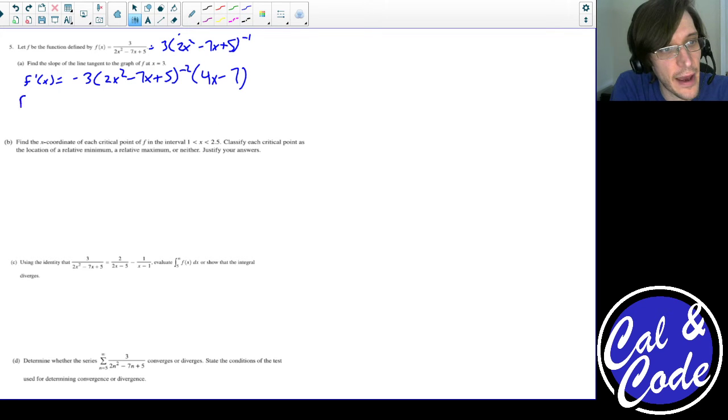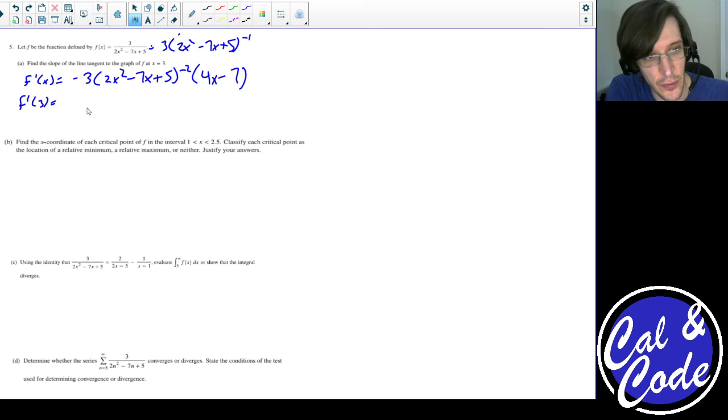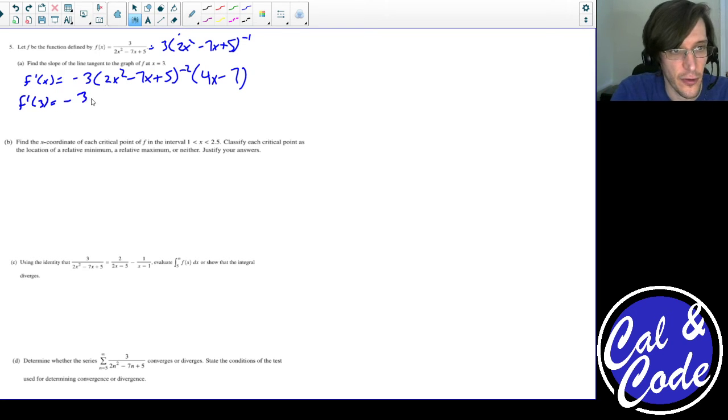When I try that at 3, f prime of 3 is going to equal negative 3 times, I'll put 3 into this thing that's staying in the numerator. That's 3 times 4, which is 12, minus 7, which is 5, all divided by whatever this stuff is at 3, which is 9 times 2, 18. 18 minus 21 is negative 3. Negative 3 plus 5 is 2. So we end up with negative 15 halves.